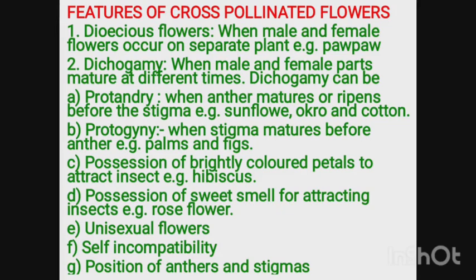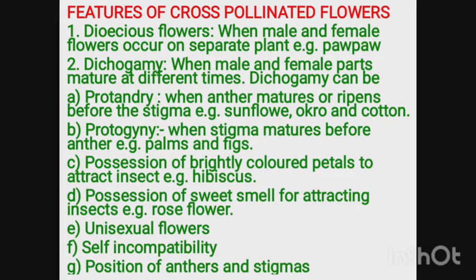Number 6 or F, they have what we call self-incompatibility. Cross-pollinated flowers have self-incompatibility. Not all cross-pollinated flowers can pollinate themselves. Are you getting it, sir? So they cannot pollinate together except they have the same flower.